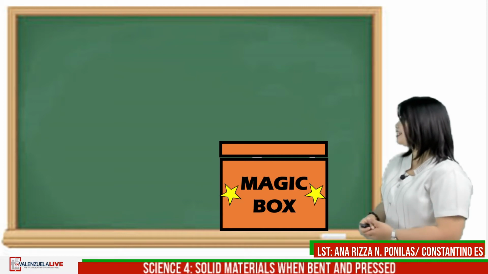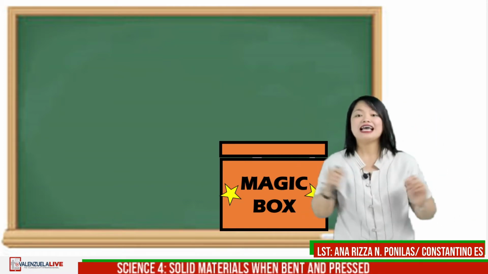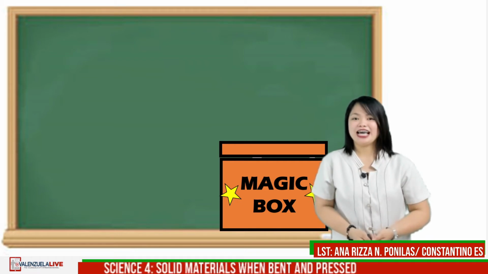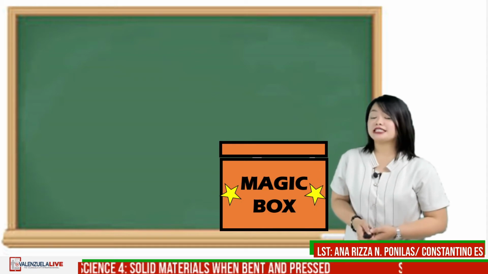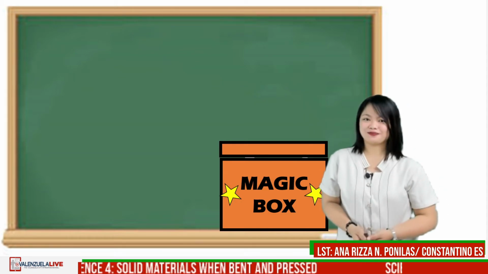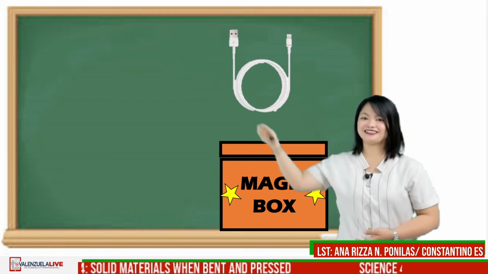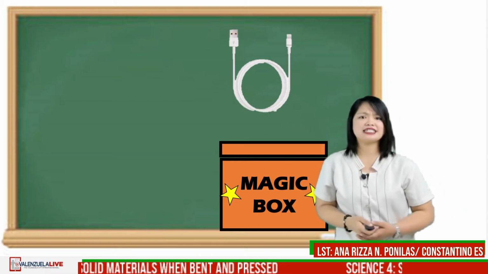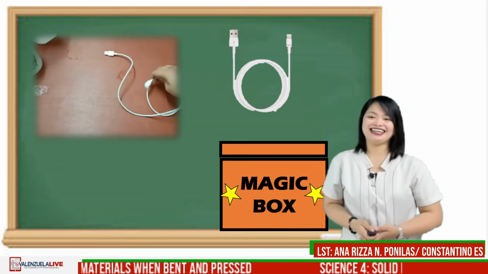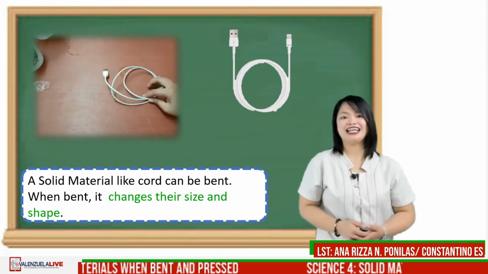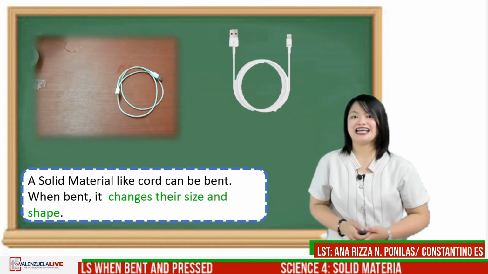Oh, there's another solid material inside the box. It is long, it is covered by thin rubber, and inside is made up of thin copper. We use it to charge the battery of our phone. Awesome! It is a charger cord. How can a long cord fit inside the box? By bending it. Solid material like a cord can be bent. When bent, it changes its size and shape.